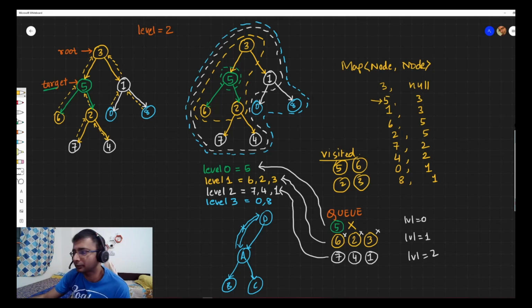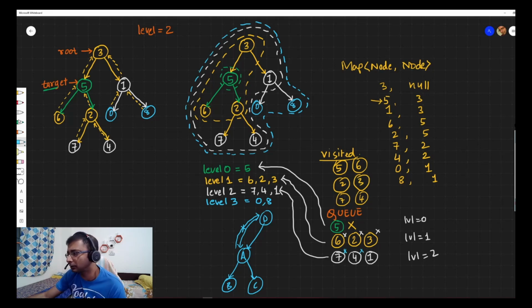So I didn't get anything from 7, I added it to visited. I didn't get anything from 4, I added it to visited. I go to 1 and ask for its left child and right child, right? So these are popped, right? I did not get anything from them.